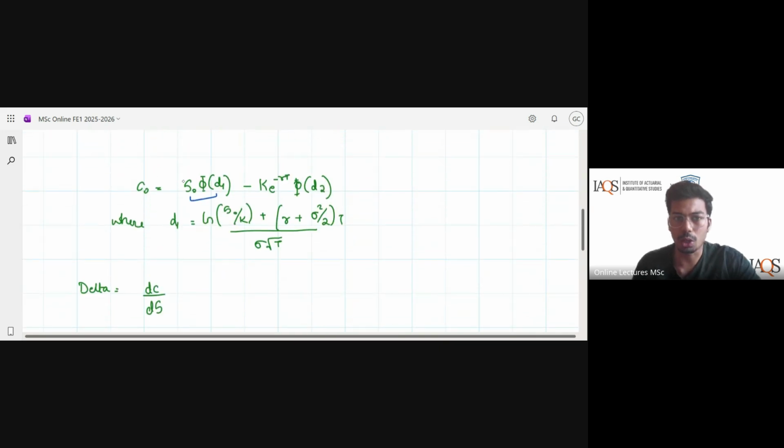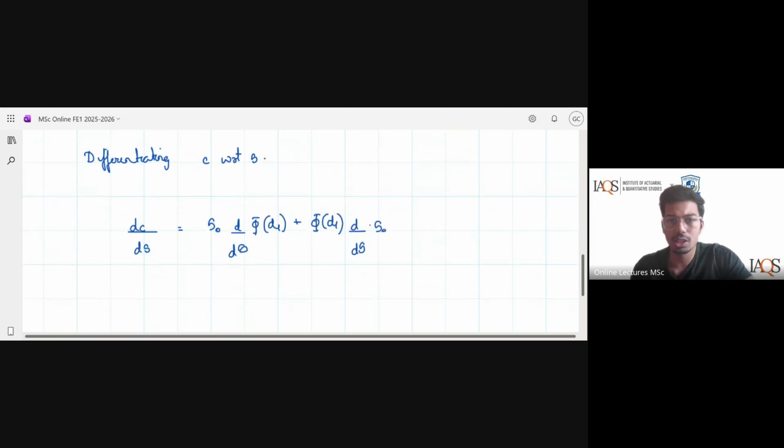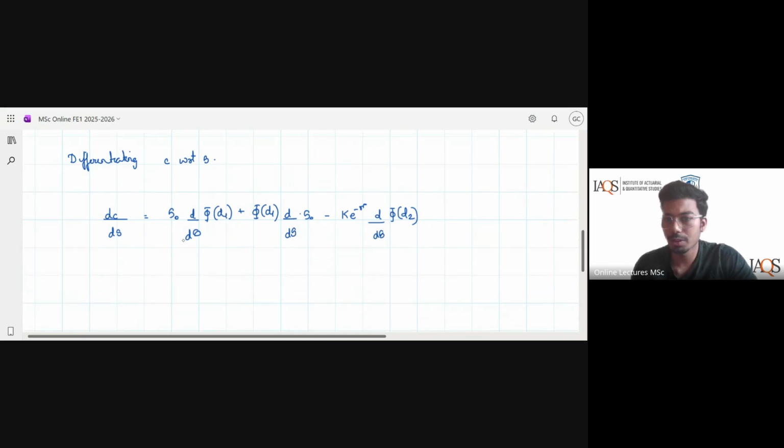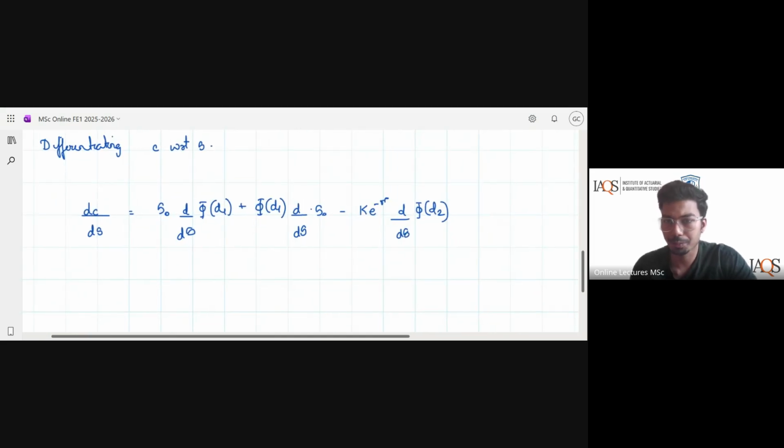This accounted for my first term. In the second term, I know K e raised to minus rT is independent of S. That's the strike price. Therefore, I don't have a product rule, but inside d2 there is S. So I'll have to write this as minus K e raised to minus rT d by dS of Φ(d2). Fair enough. Any doubts in this equation?